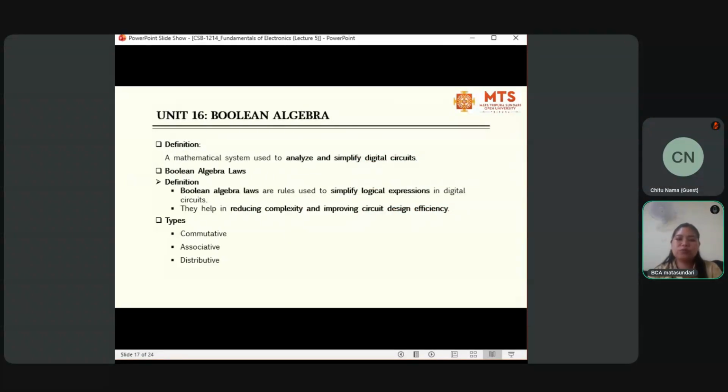Now moving towards Boolean algebra, a mathematical system used to analyze and simplify digital circuits. What are the Boolean algebra laws? They are rules used to simplify logical expressions in digital circuits. They help in reducing complexity and improving circuit design efficiency. There are 3 types: commutative, associative and distributive.